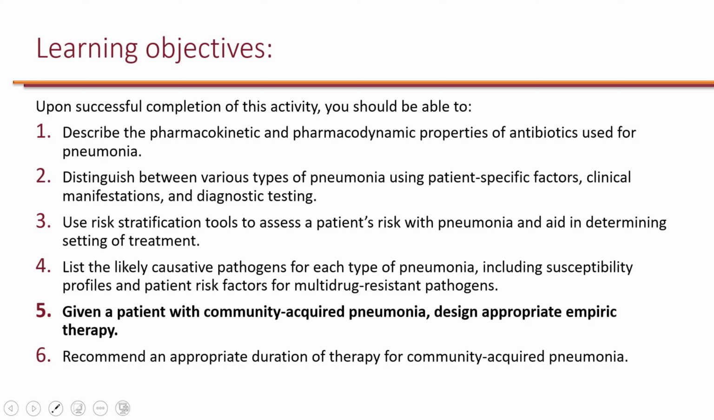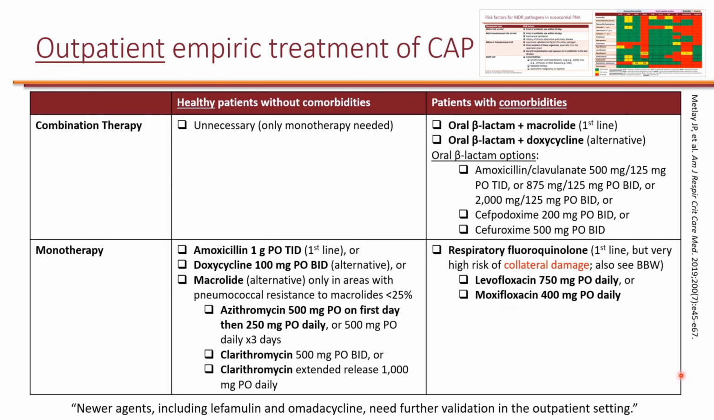Now, given a patient with community-acquired pneumonia, let's design appropriate empiric therapy. Here are the recommendations from the 2019 ADSA guidelines for CAP. When it comes to treatment of CAP, you need to consider those patients who need to be treated as outpatient and those who need to be treated as inpatient. Let's talk about outpatient empiric treatment of CAP first.